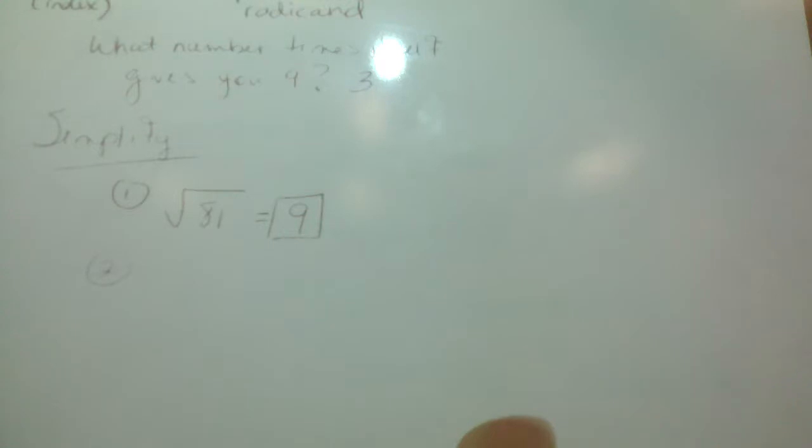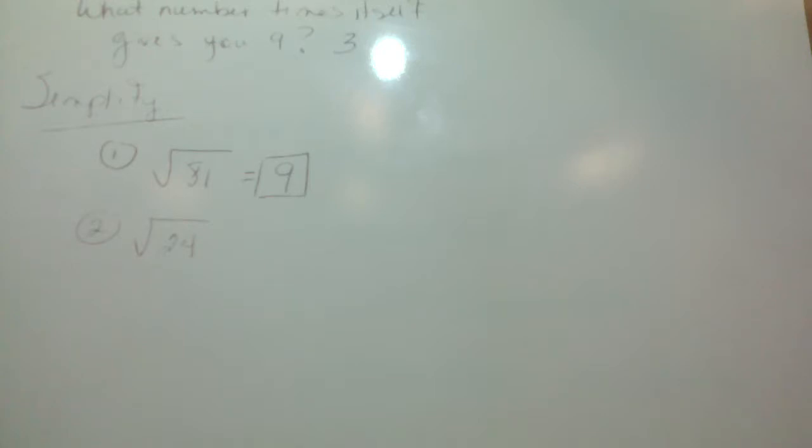If we take a look at question 2, I've got the square root of 24. Well, if I think about a number that when I multiply by itself will give us 24, there isn't one. So I don't want you putting this into the calculator and giving a decimal. I probably should have put here no decimals. No decimals.